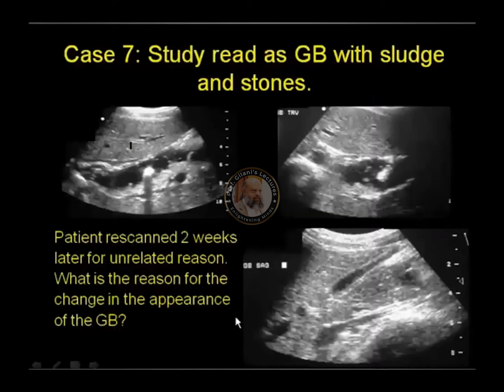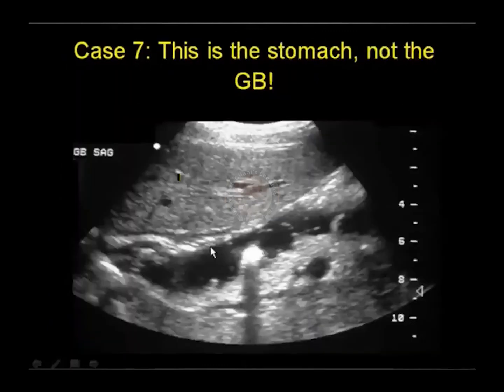Another case in which you can see sludge; it looks as if there is sludge and stones, and the patient was rescanned 2 weeks later for an unrelated reason. What is the reason for the change in the appearance of the gallbladder? You can see that this is the sludge, and then it looked almost normal because the patient was not properly prepared, and there were some artifacts from the nearby structures.